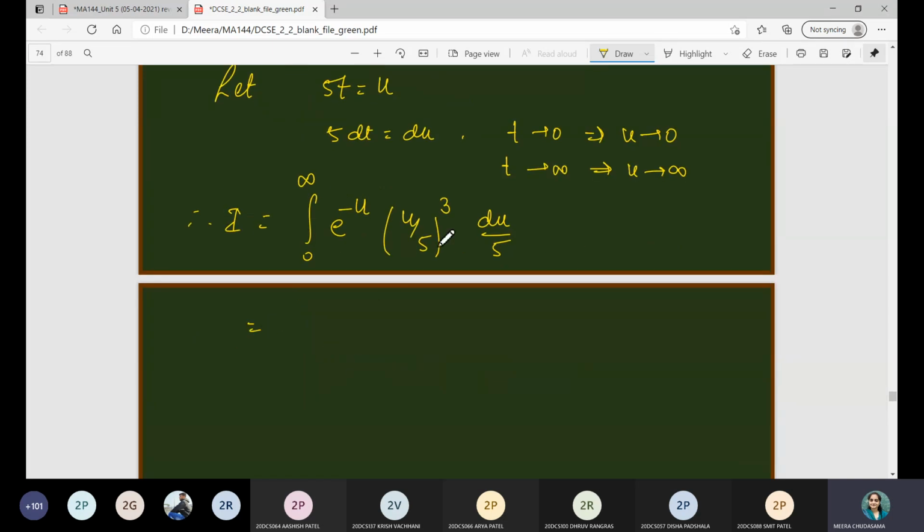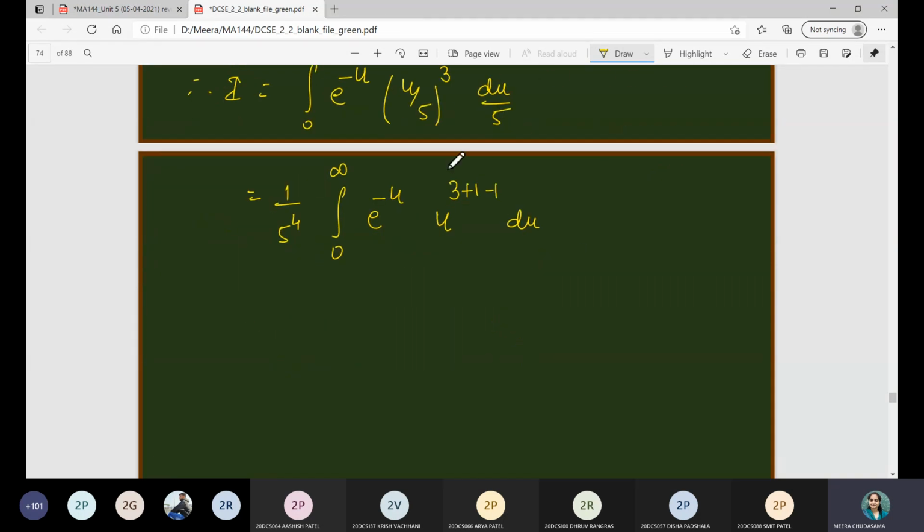So now we can consider 5 to the power 3, and one more 5 is there. So 1 upon 5 raised to 4, 0 to infinity e raised to minus u, u cube du, but we need minus 1, so we will add and subtract 1. So now what is this? Gamma, with dummy variable u. Yes, gamma of 4.